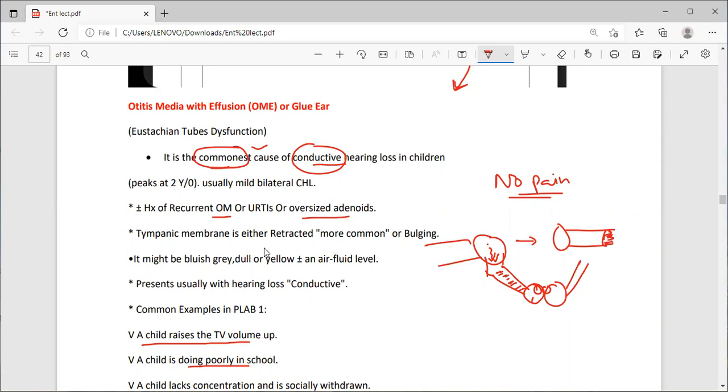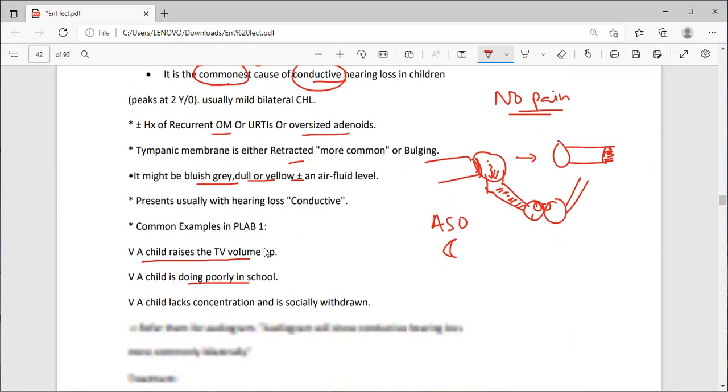The next one is the tympanic membrane, which is either retracted, more commonly, or bulgy. There is negative pressure created mostly in otitis media with effusion, and in acute suppurative otitis media there is bulging of the membrane. I will tell the difference. It might be bluish, gray, dull, or yellow. Okay, this is very important.